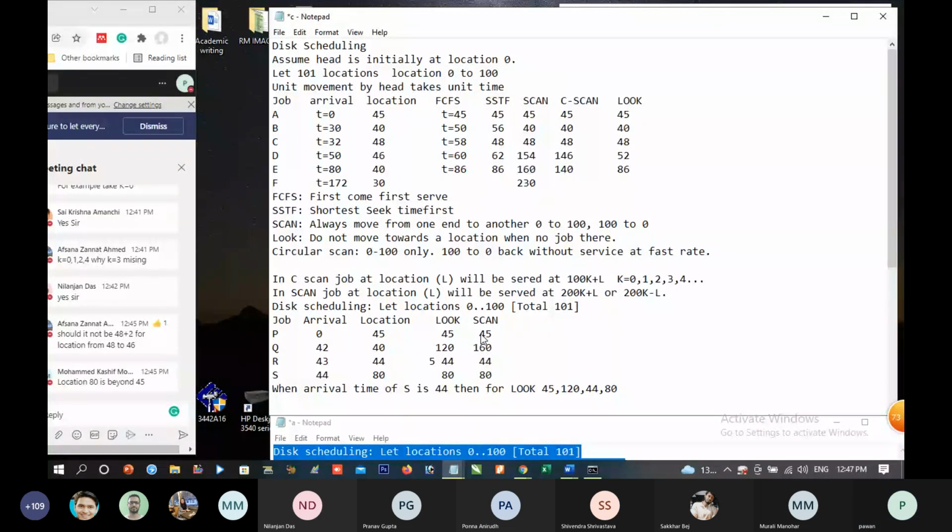In look, what will happen? There is no job after 80. So we shall not go up to 100. We shall be coming back from 80 only. Can you understand this thing here? This example PQRS shows the difference between look and scan. Ask questions.